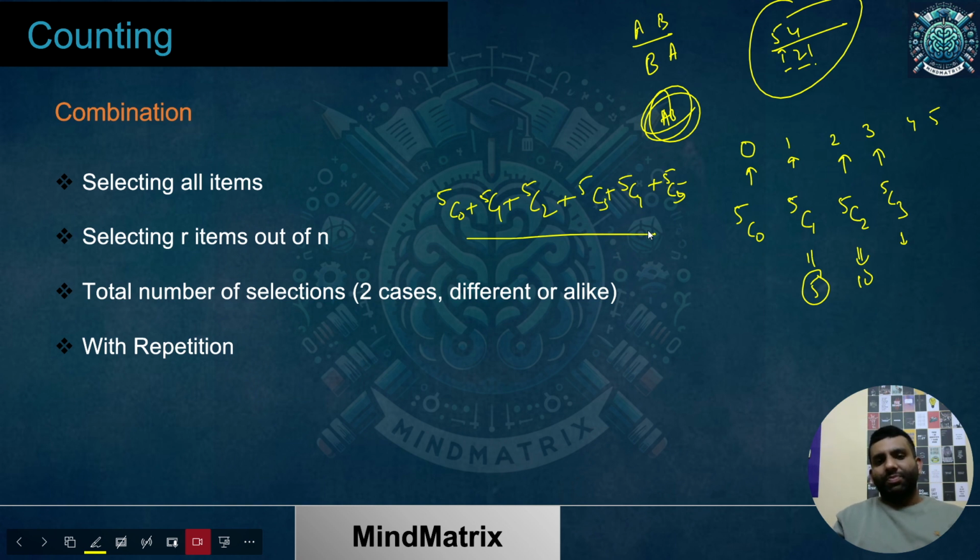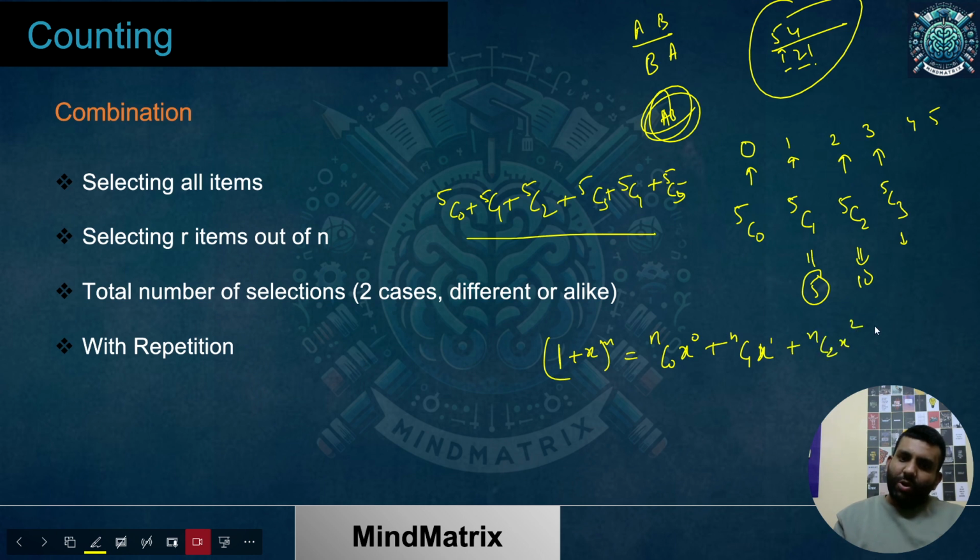So in a later slide, I'll be showing you, you must be remembering this binomial theorem, which goes like this: (1 plus x) to the power n is nothing but nC0 x to the power 0, plus nC1 x to the power 1, plus nC2 x to the power 2, and so on up to nCn x to the power n. So if you put x equals 1, it will be like nC0 plus nC1 plus nC2, and putting n equals 5, you'll get the same. So it's nothing but, if you just put x equals 1 and n equals 5, you'll get the same.